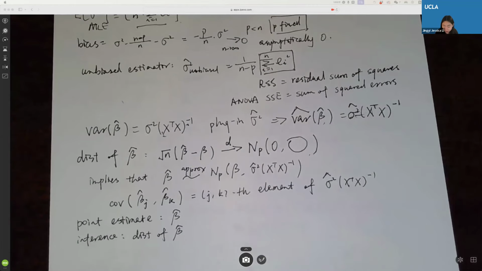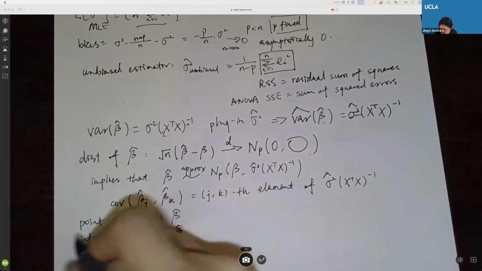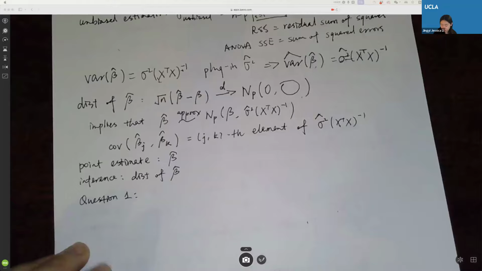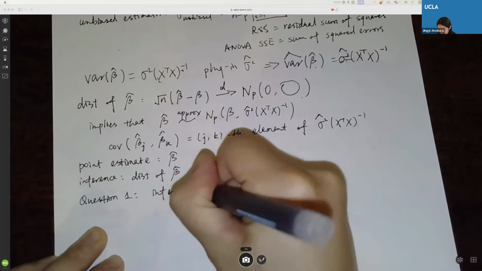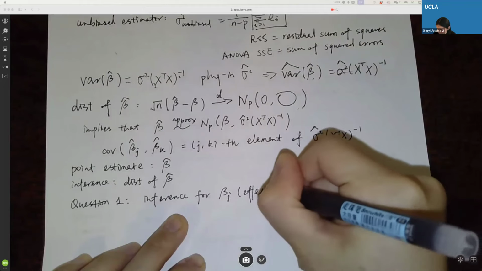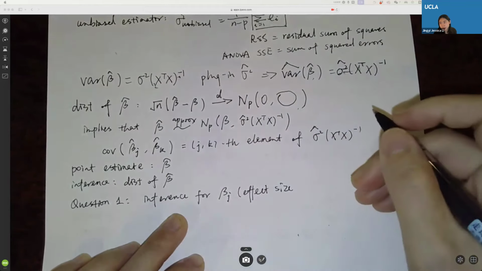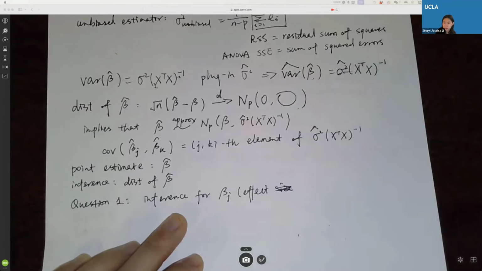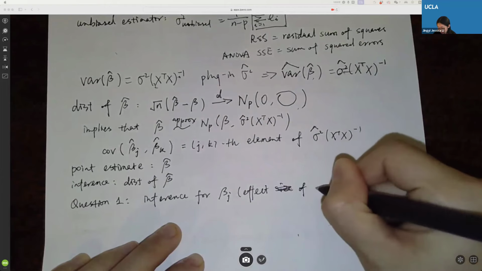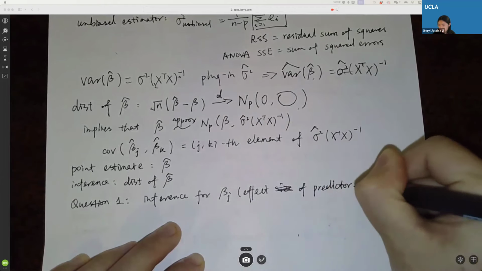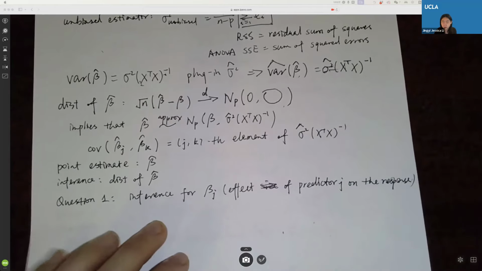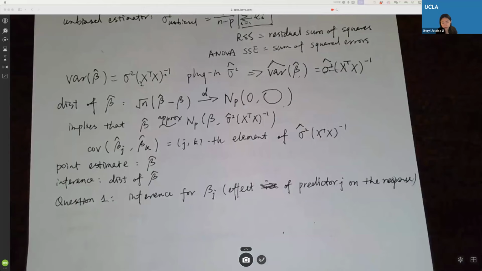So here the question is, let me just say question one. If we are particularly interested in the effect of one predictor, how do we do inference for beta J? So this is the effect size, or should I say effect size? Maybe I will not say it for now, because this term has this kind of narrow meaning in many contexts. So I will say beta J is the effect of predictor J on the response. So it's often the question we want to ask. For example, the effect of education level on income.